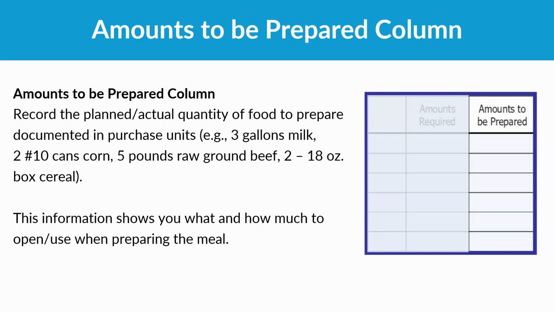So here you will record the planned or actual quantity of food to prepare, documented in purchase units, so gallons, number of number 10 cans, etc. Ultimately, this column shows you what and how much to open or use when preparing the meal. This will save you on time and will save money knowing you're only purchasing and then opening what's required.